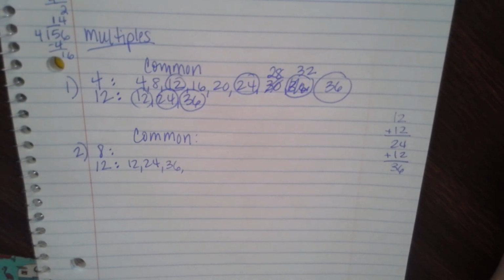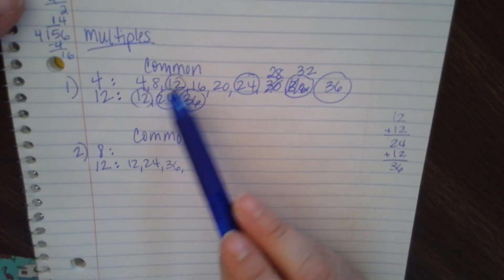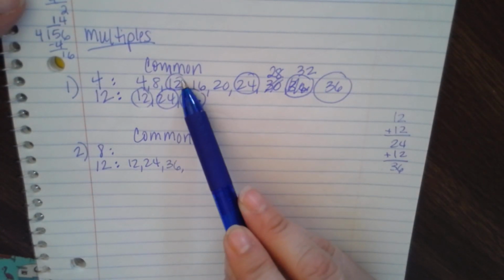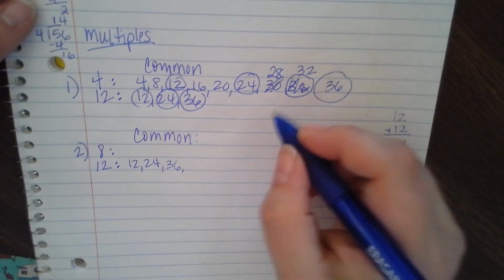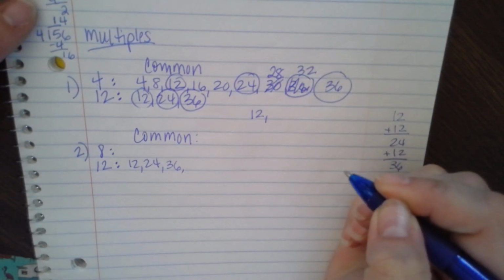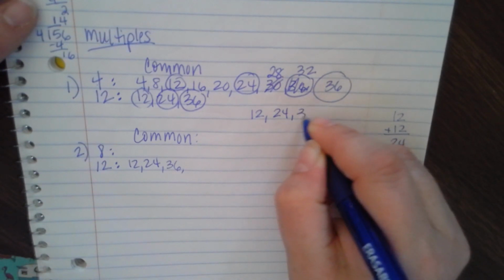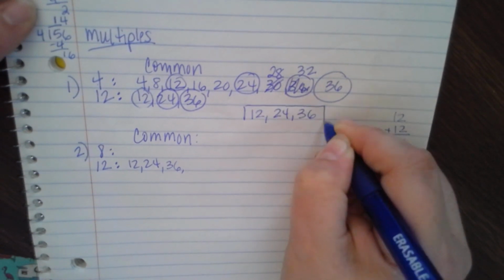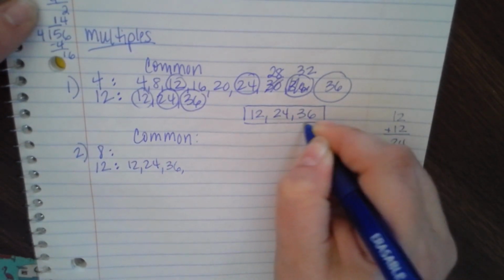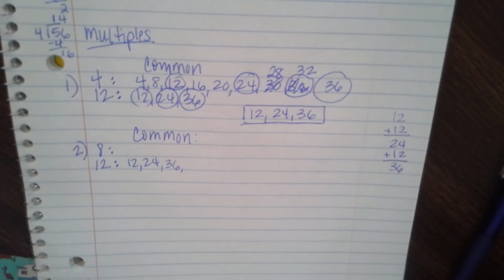It's probably important to slow down and write them correctly. So what I have done is circle all the numbers that they share. They share a 12. They share a 24. And they share a 36. And these are the common multiples of 4 and 12.